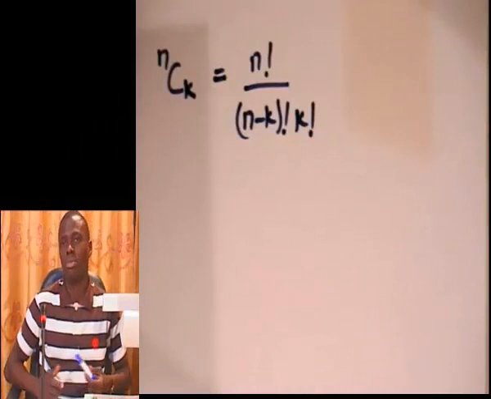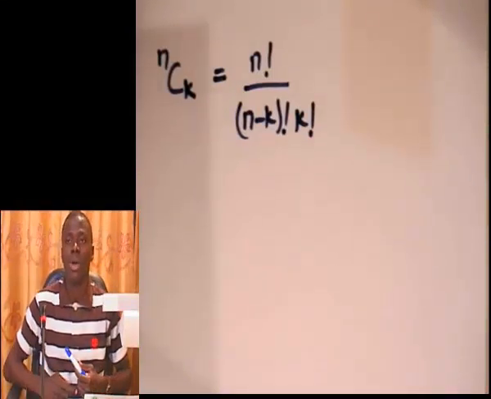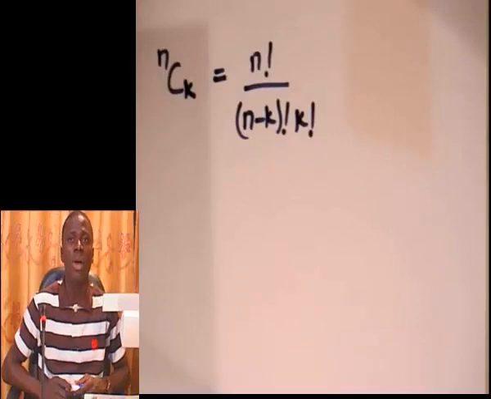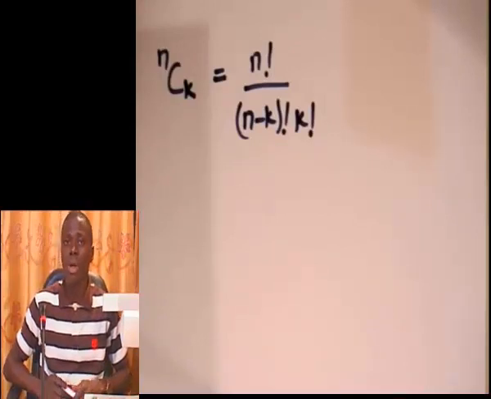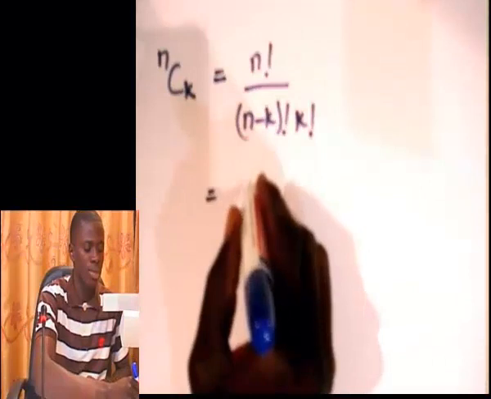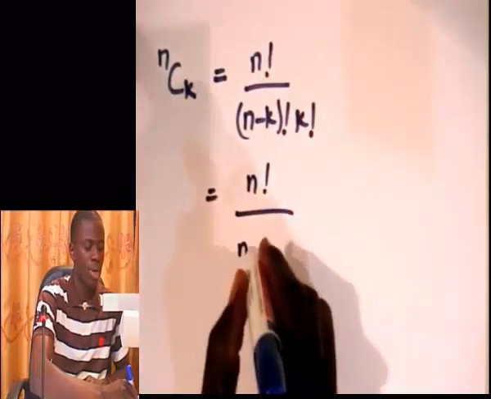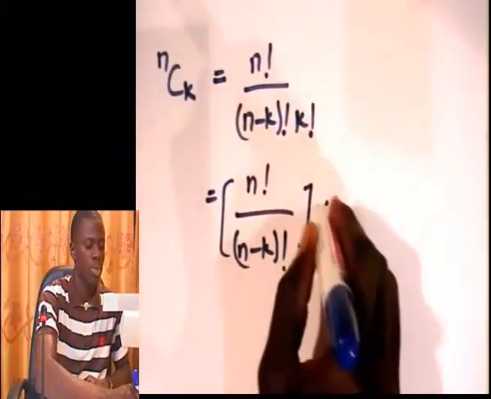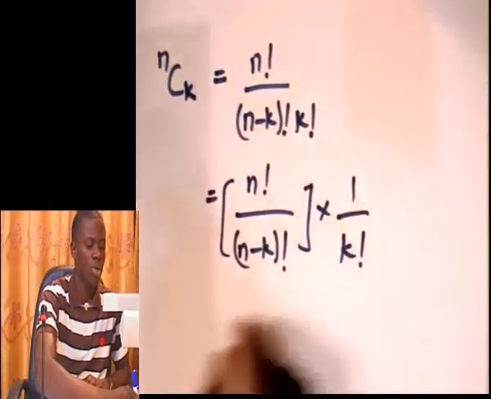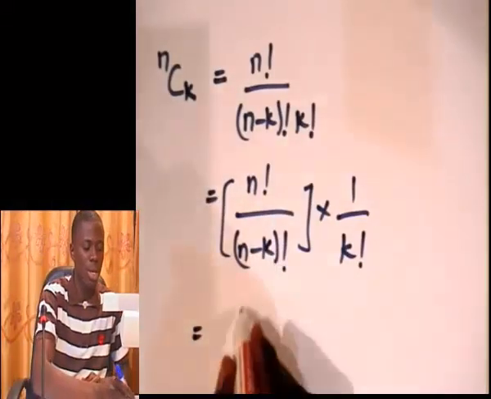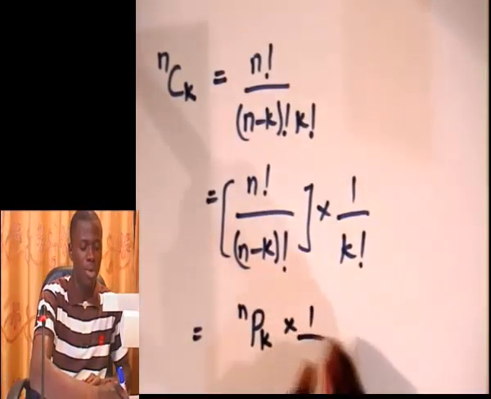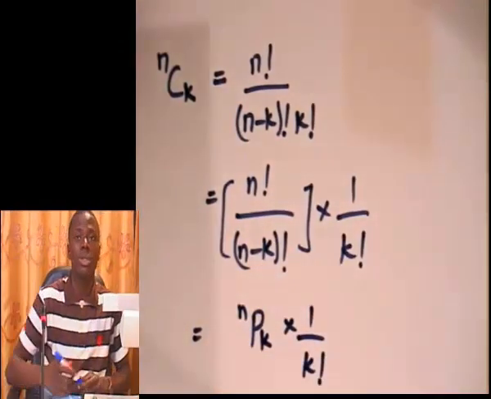Please, k is just an arbitrary value. You could have used r: n combination r is n factorial over n minus r factorial r factorial. Now if I look at this very carefully, this is n factorial over n minus k factorial times 1 over k factorial. N factorial over n minus k factorial is the same as n permutation k, as we have here, times 1 over k factorial. This will be important.